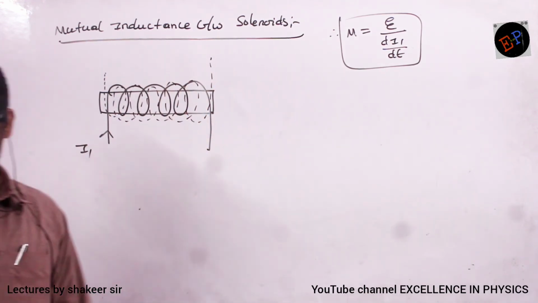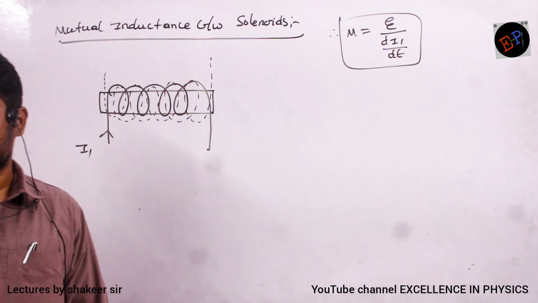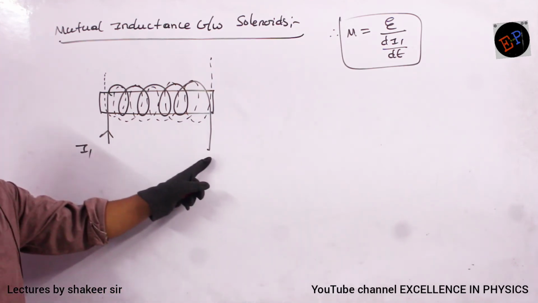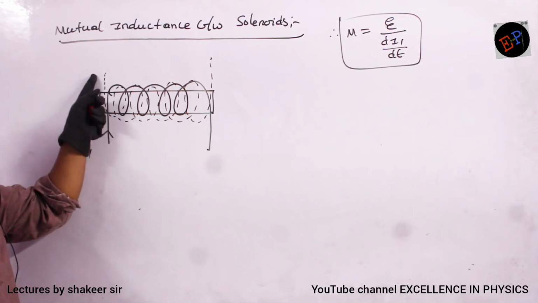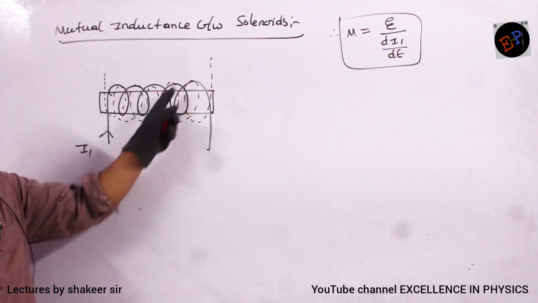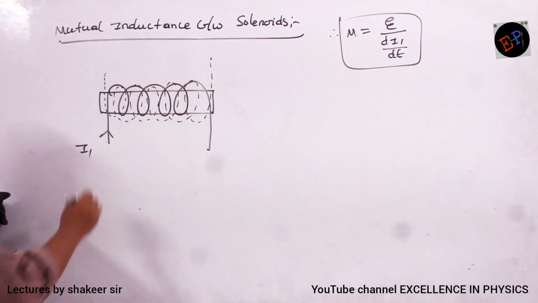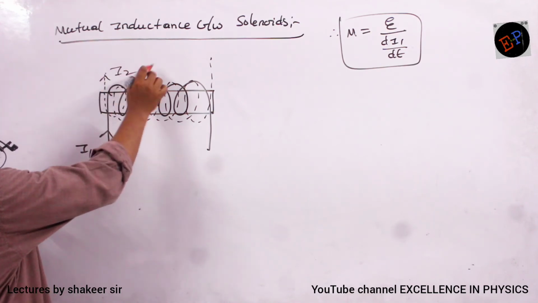For mutual inductance, there should be two coils, no? So I am taking two solenoids. The dotted line indicates one solenoid, and the thick line indicates the second solenoid. So here the current is I1 and here the current is I2.